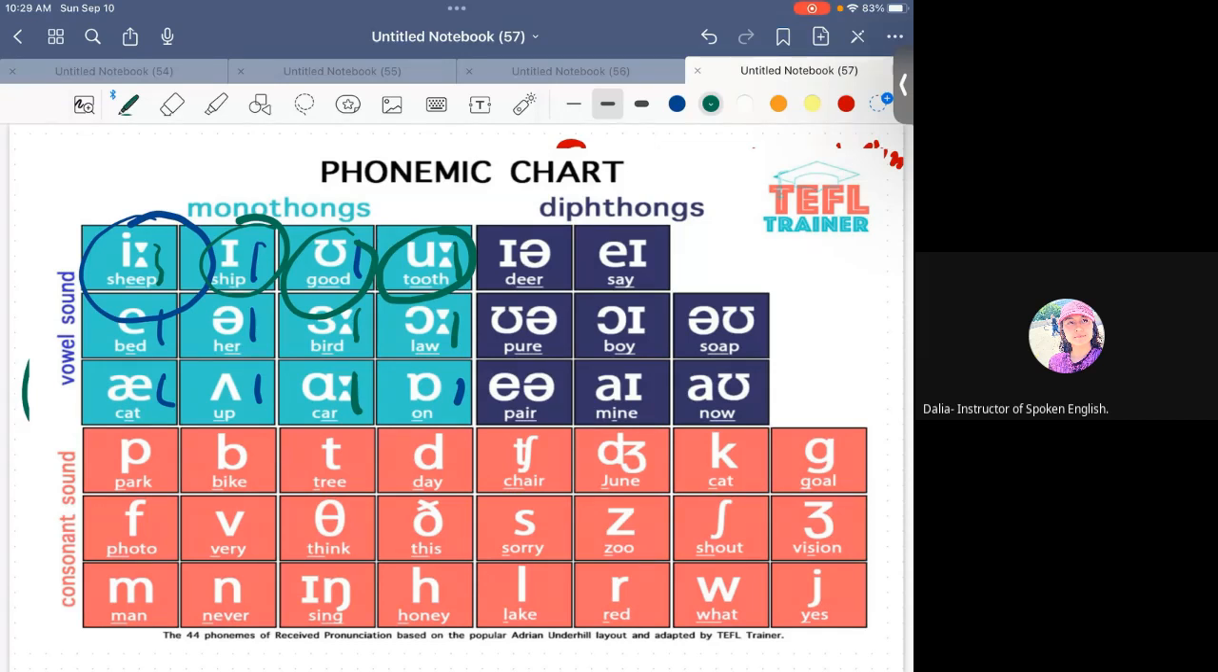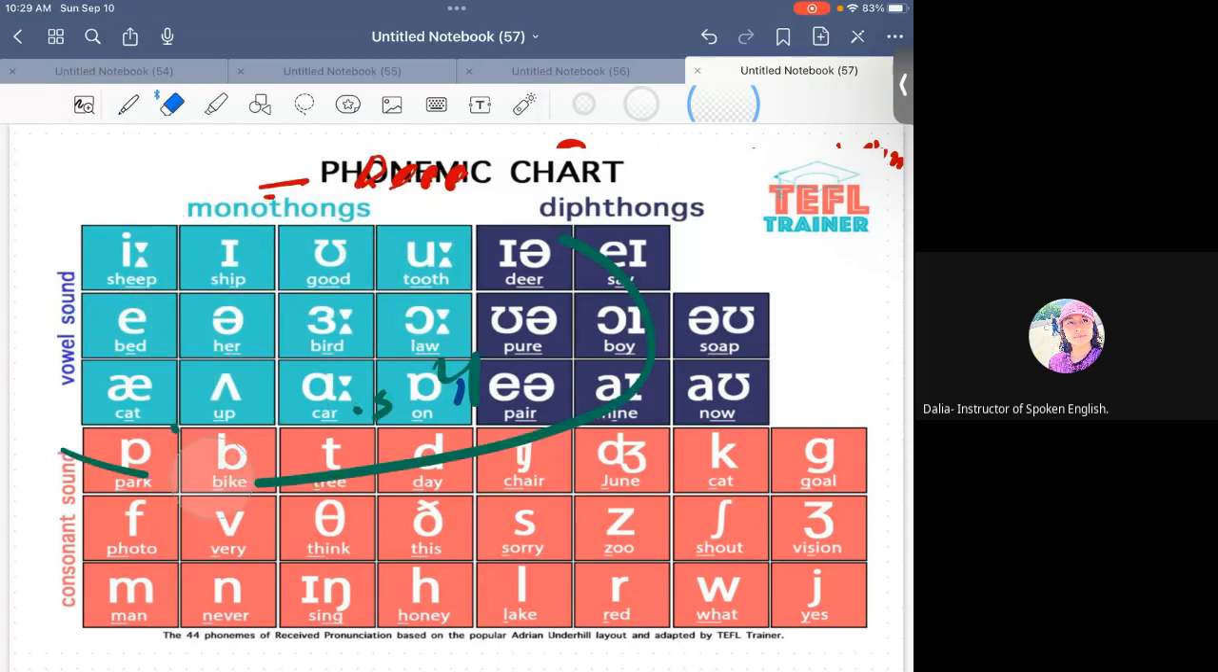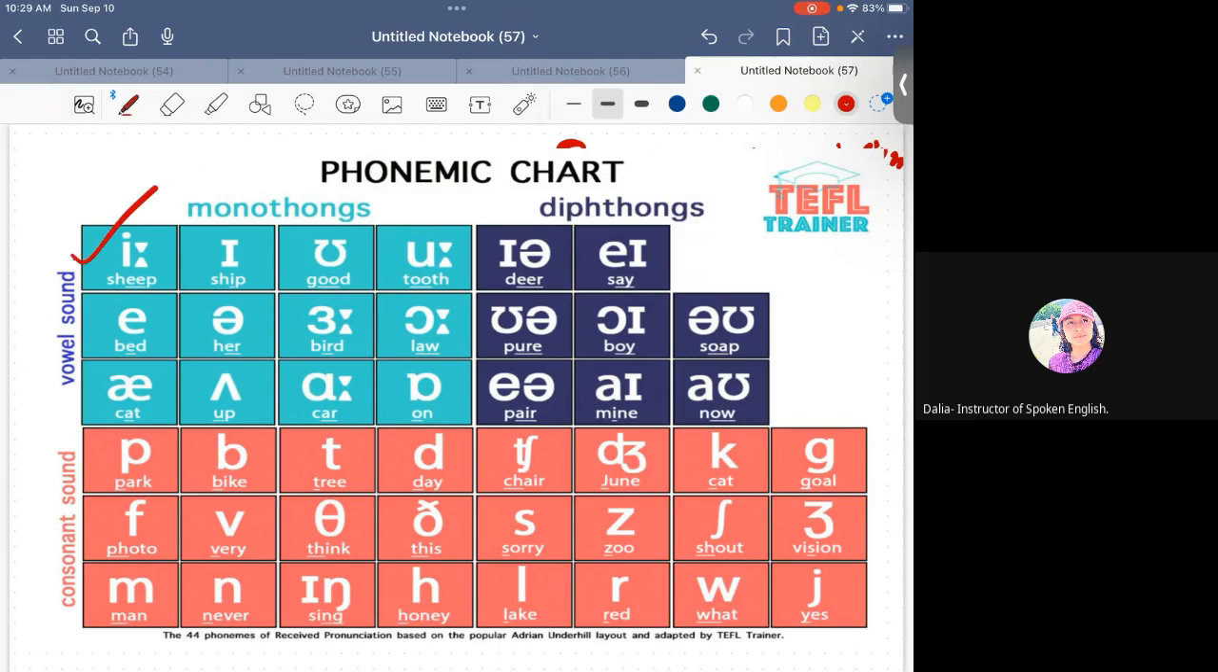Again, listen to me. Sheep, tooth, bird, low, car. Okay, now short sounds. Ship, good, bed, cat, up, on. Okay, all right. So that's the difference between short sounds and long sounds.